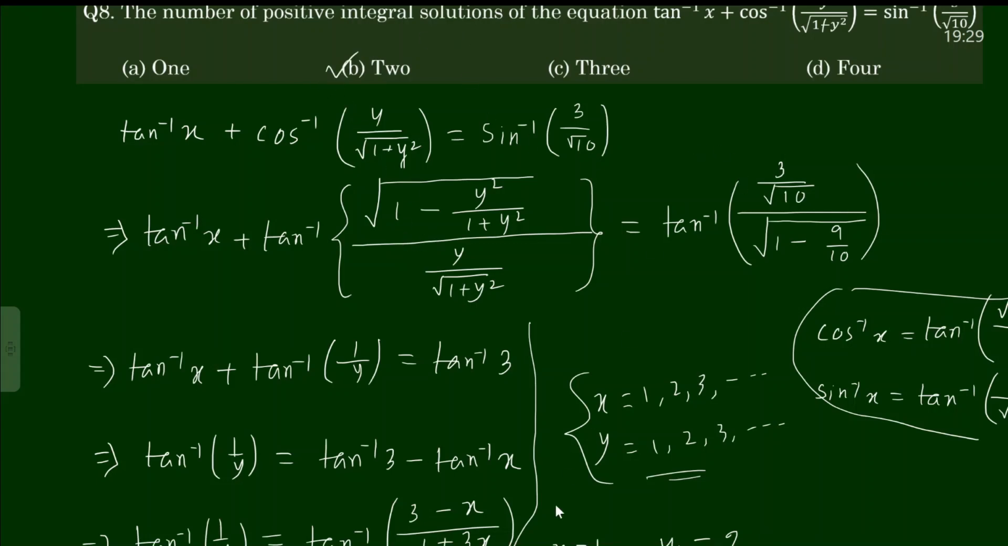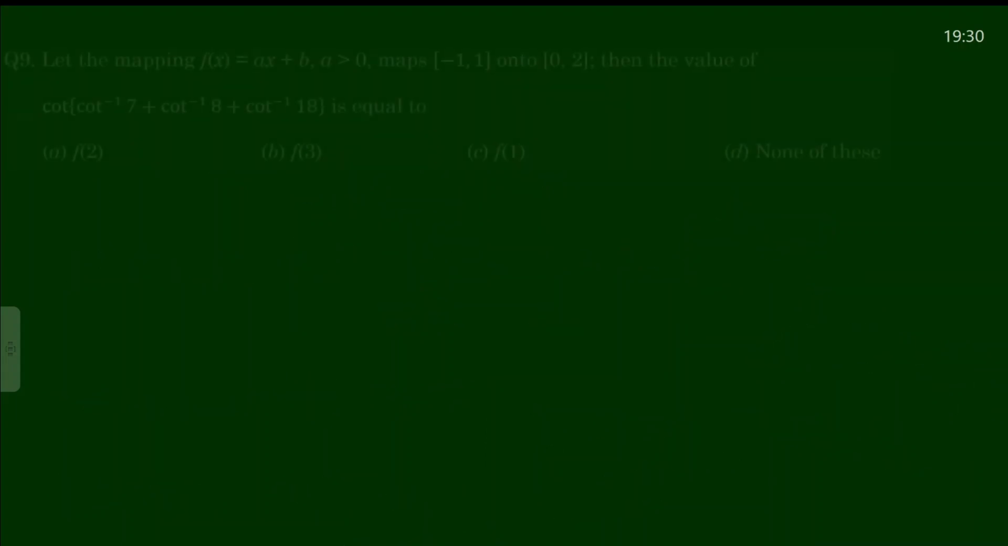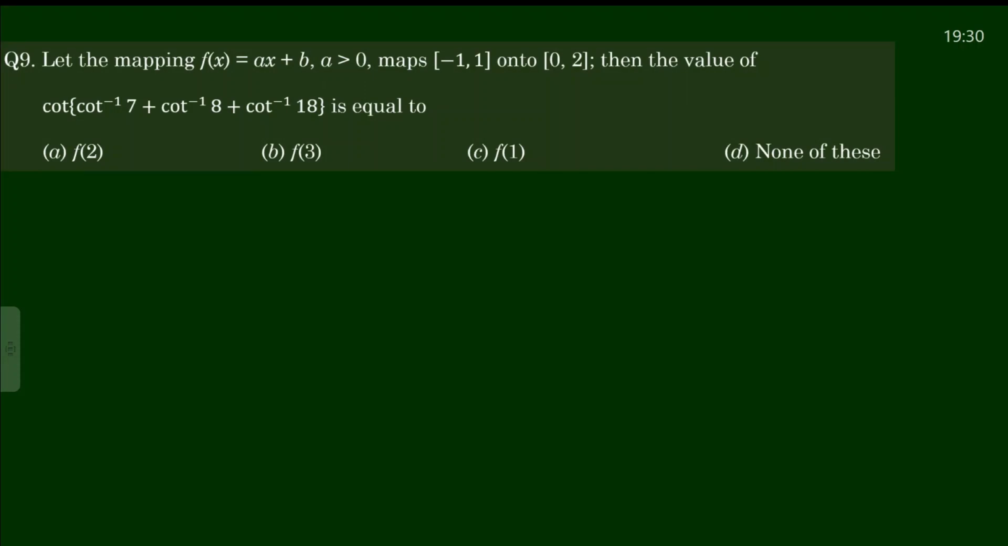Okay, so after this, you see the next question. The mapping f(x) is equal to this, this is our function. A function is given here, f(x) is equal to ax plus b, where a is greater than 0. a is greater than 0, and it is a map. Map means it is a function. That means f, this is a function from what to what? It is from the closed interval [-1, 1] onto the set of 0 to this, and it is given that the function is an onto function. As well, it is given that a is greater than 0.